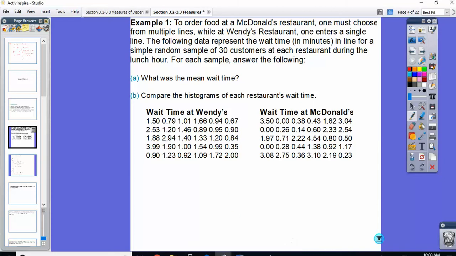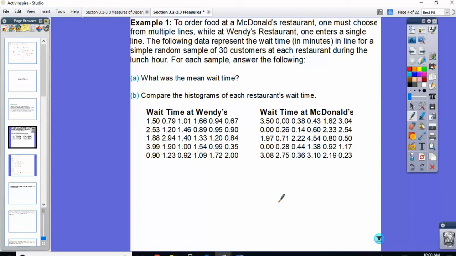To order food at a McDonald's restaurant, one must choose from multiple lines, while at Wendy's, one enters a single line. So here's our data representing the wait time for 30 customers at each restaurant. For each of these, I want to find the mean, and then I want to look at the histograms to compare the wait times at each.